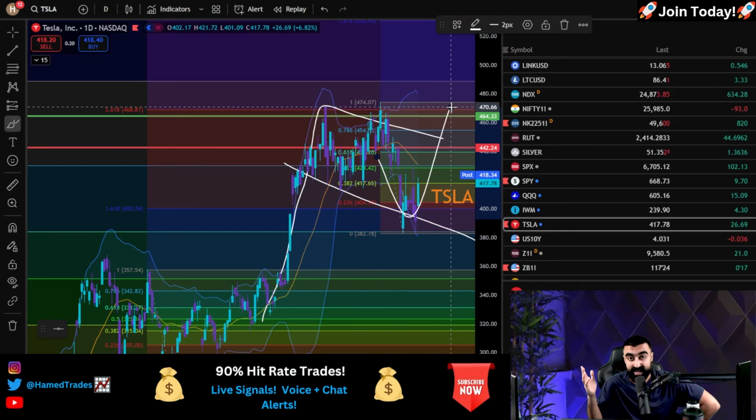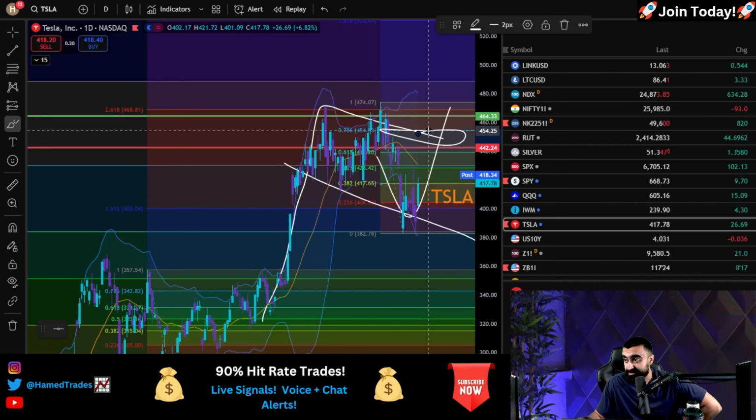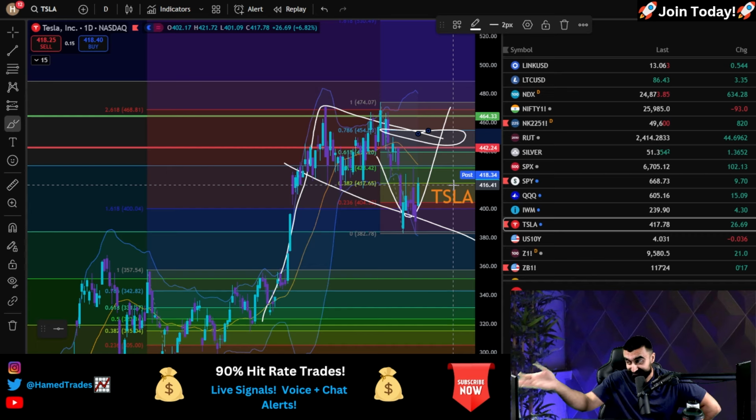Similar situation to Apple. Held the lows. Apple is obviously at the highs, but Tesla is doing its thing. It's trying to hold support. It's bouncing. Up 7% today. Do you want to be bearish on Tesla? On a 7% move intraday? Absolutely not.